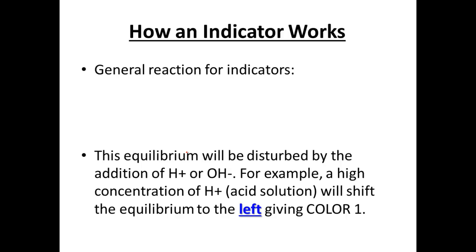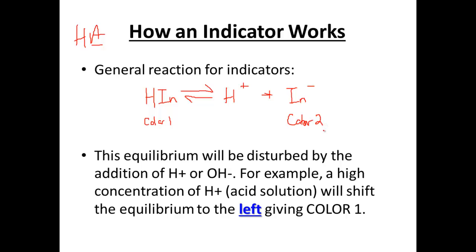So a general reaction for an indicator looks like this. We use the abbreviation HIN, kind of like we said HA earlier. Rather than saying A, we use IN. And it dissociates into its two parts, which is H plus and IN minus. The HIN has its own unique color, which we'll call color 1. And the IN minus, the conjugate base essentially here, has its own unique color. We'll call it color 2. And this essentially is an equilibrium, so we're going to think Le Chatelier's principle.